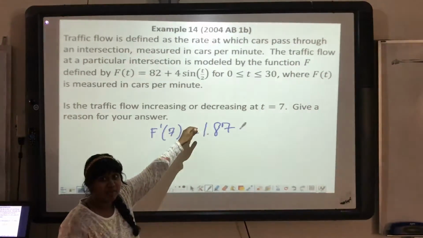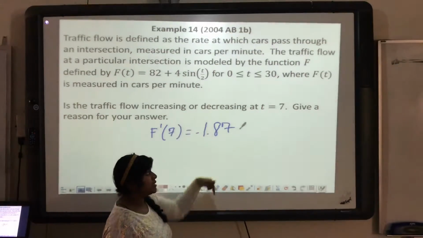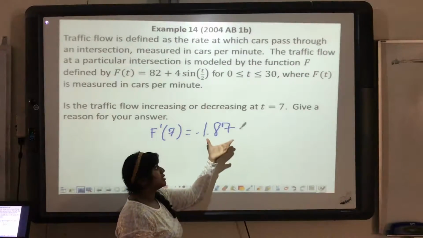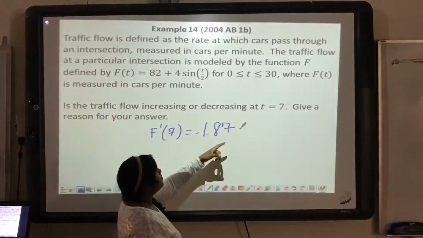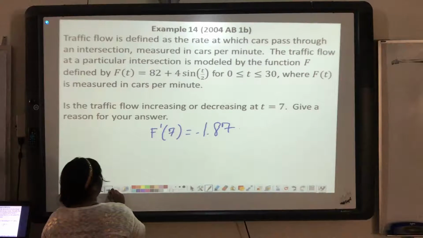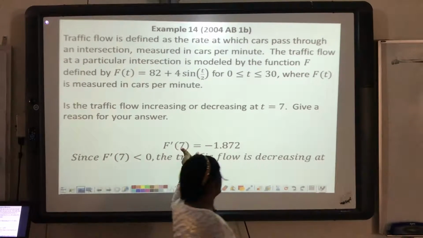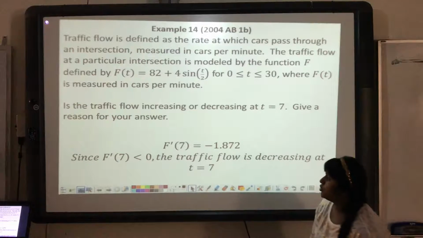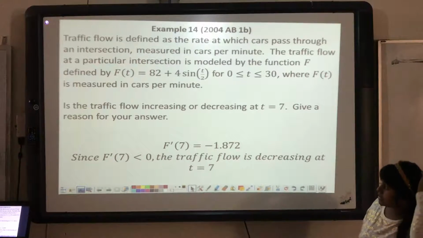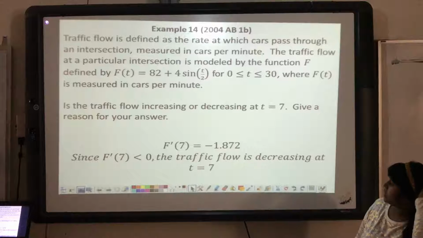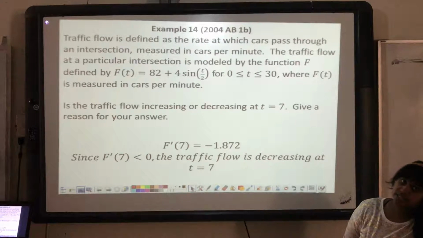Well, we know from f prime and f double prime days that it is decreasing because this is less than 0. So that would be our justification. It does ask for justification, so here's that justification that I've got. F prime of 7 is equal to negative 1.872. Since f prime of 7 is less than 0, the traffic flow must be decreasing at t equals 7.